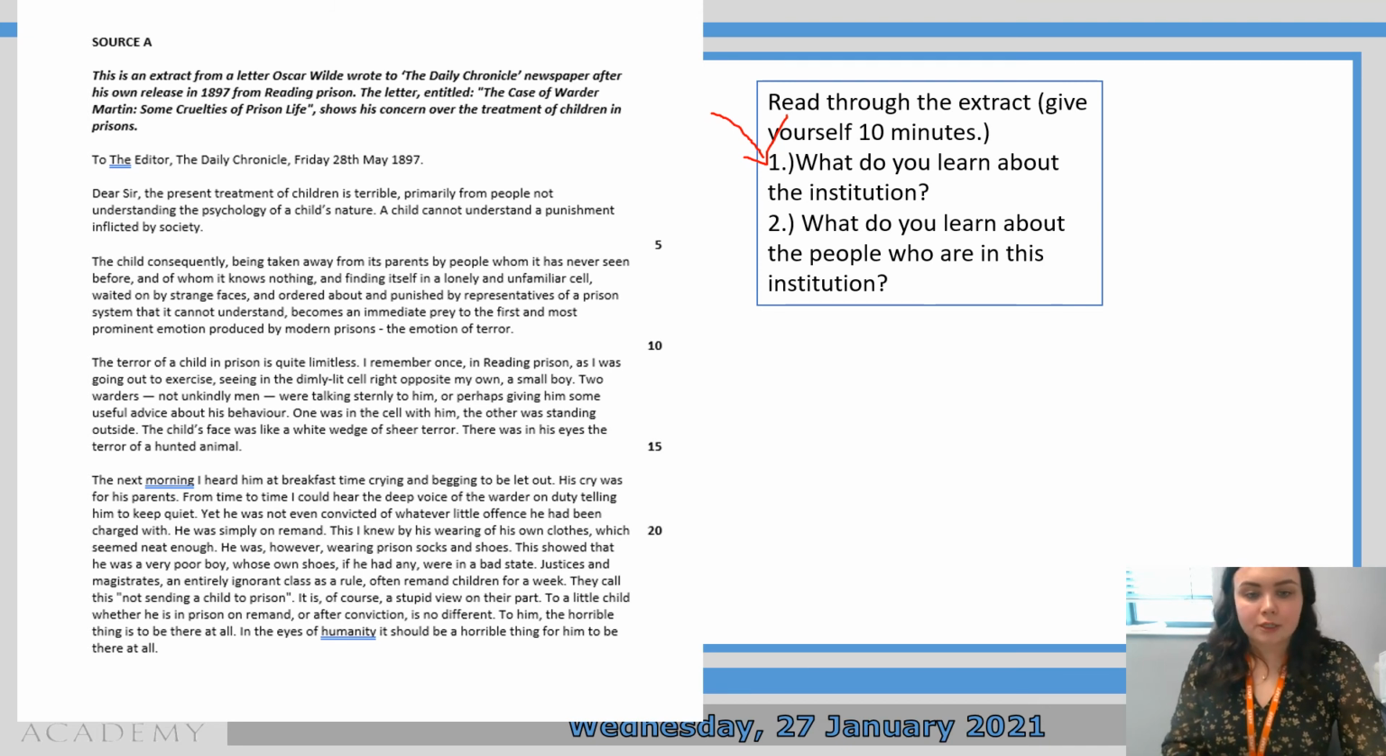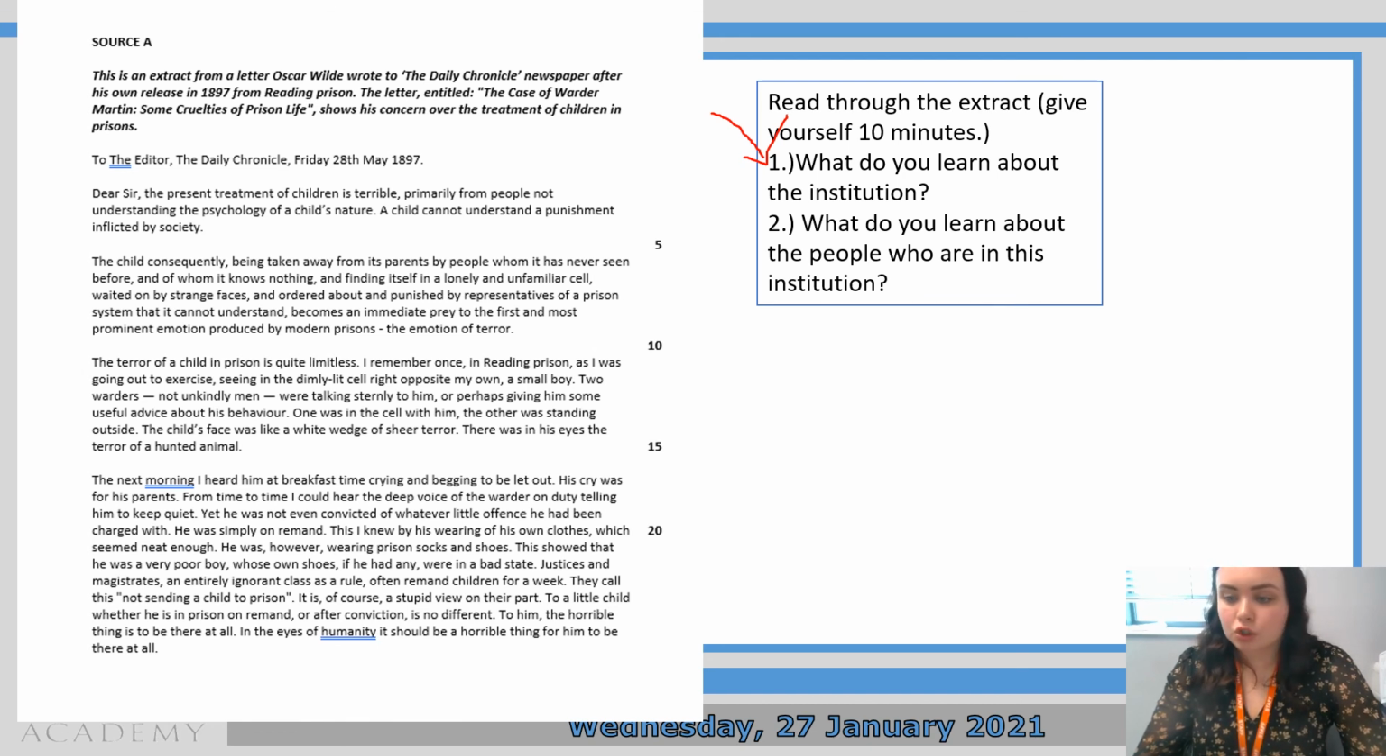So make sure you've got this in front of you. If obviously you can't print it off, then just write your quotations in your book for me. If you can print it off and annotate it, that would be much better. And then we're going to use this in our next lesson to help us to produce a response and to understand how to produce a response.